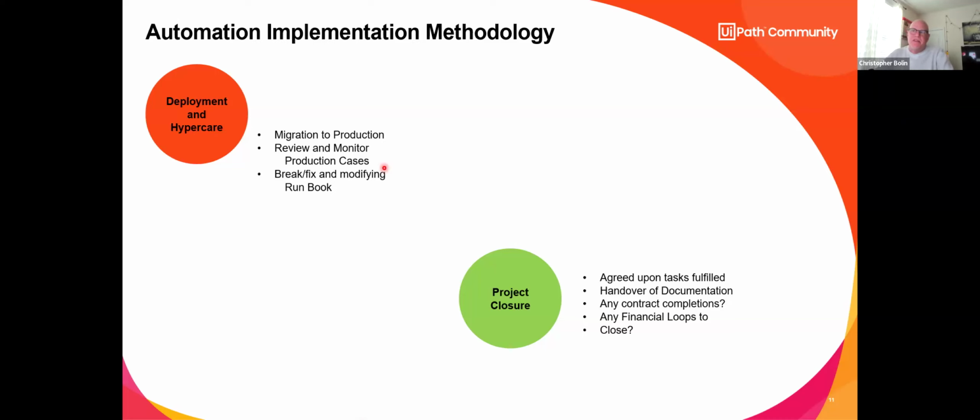This is something that's typically done by a BA. At this point, the developer is really only doing break fix and updating the run book with new instructions as needed. The review and monitoring of the production cases is making sure that the automation is delivering what was promised to the client in expectation setting, is delivering that value, is doing what it's supposed to do. Now, if you're not fortunate enough to have the benefit of the BA and that falls on your shoulders, that's what you're doing. You're reviewing and monitoring those production cases, and you're watching it while it's running in production.